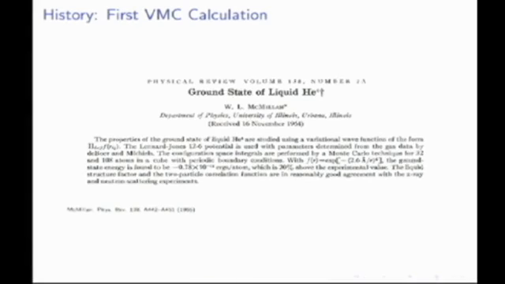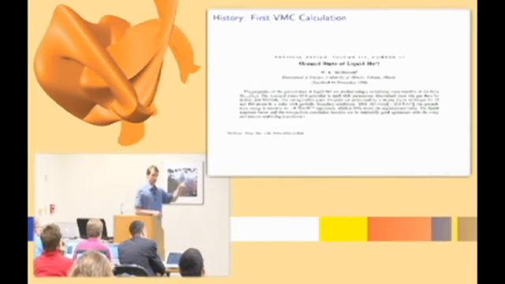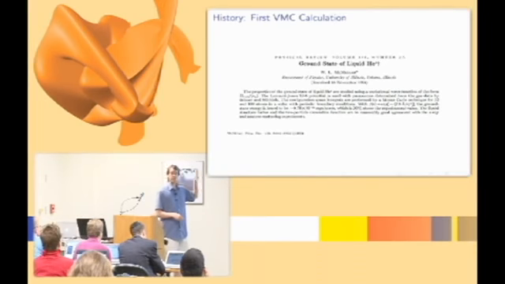So this is, to my knowledge, the first big VMC calculation. It was done by Bill McMillan here, published in '65. This is really a very nice paper to read, especially for a student. It's very pedagogical. Everything that's done in here, he has to justify and explain, and he has to do everything.